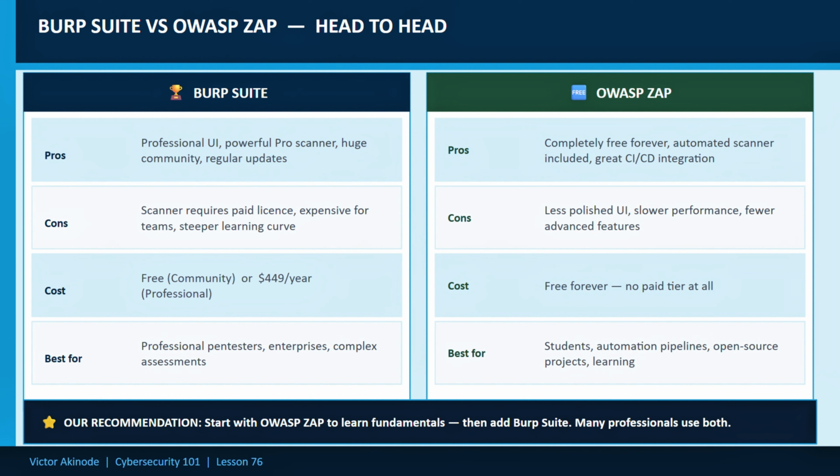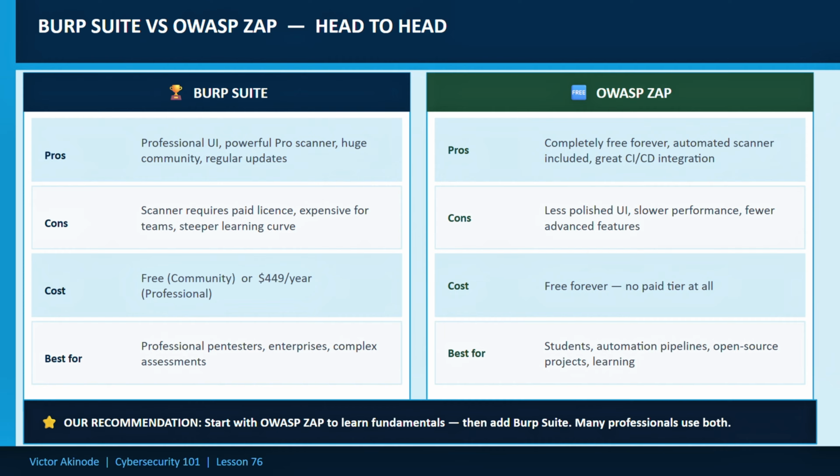Now let's compare Burp Suite and OWASP ZAP directly. For Burp Suite, the pros are: it has a professional, polished user interface, it has a powerful scanner in Professional Edition, it has extensive documentation and tutorials, it has a larger user community for support, and it is regularly updated. Also, new features are added regularly. For the cons, the scanner requires the paid version, which is expensive, and cost can add up for teams, and it has a steeper learning curve for beginners.